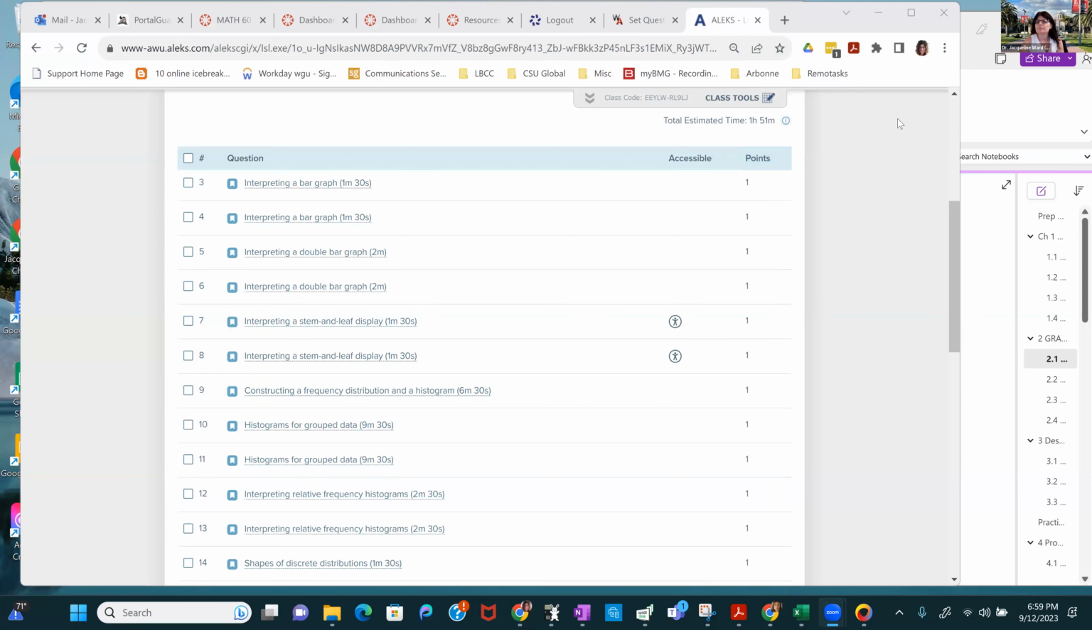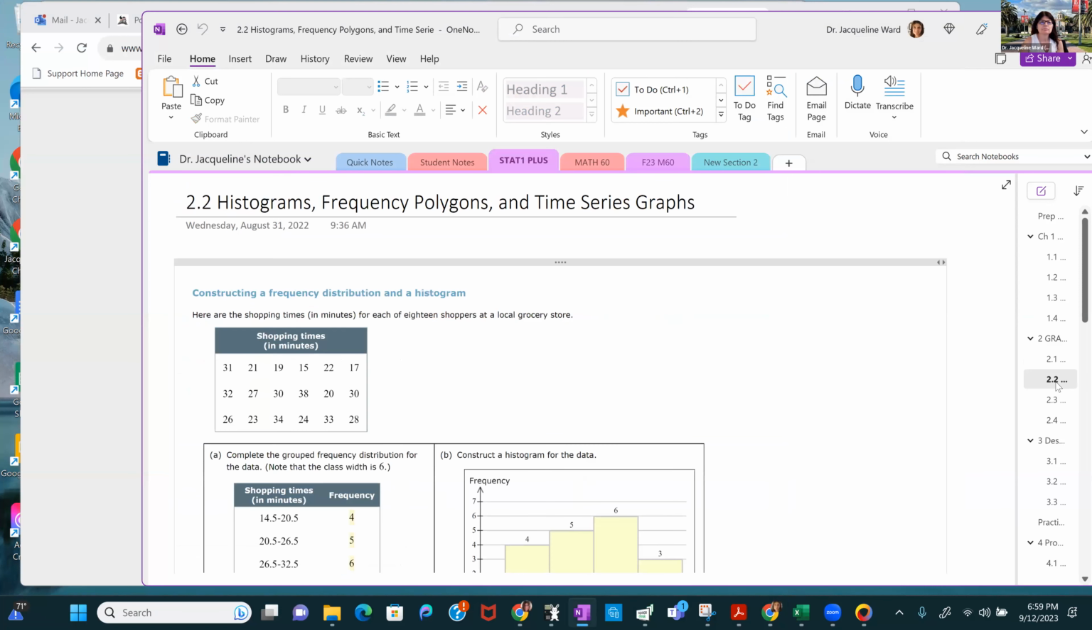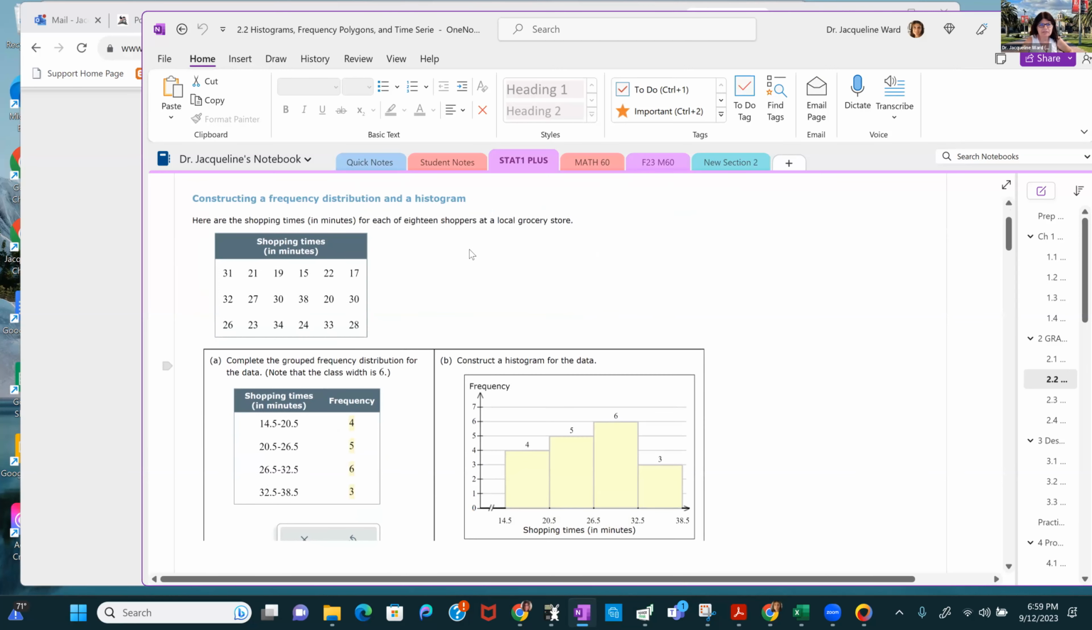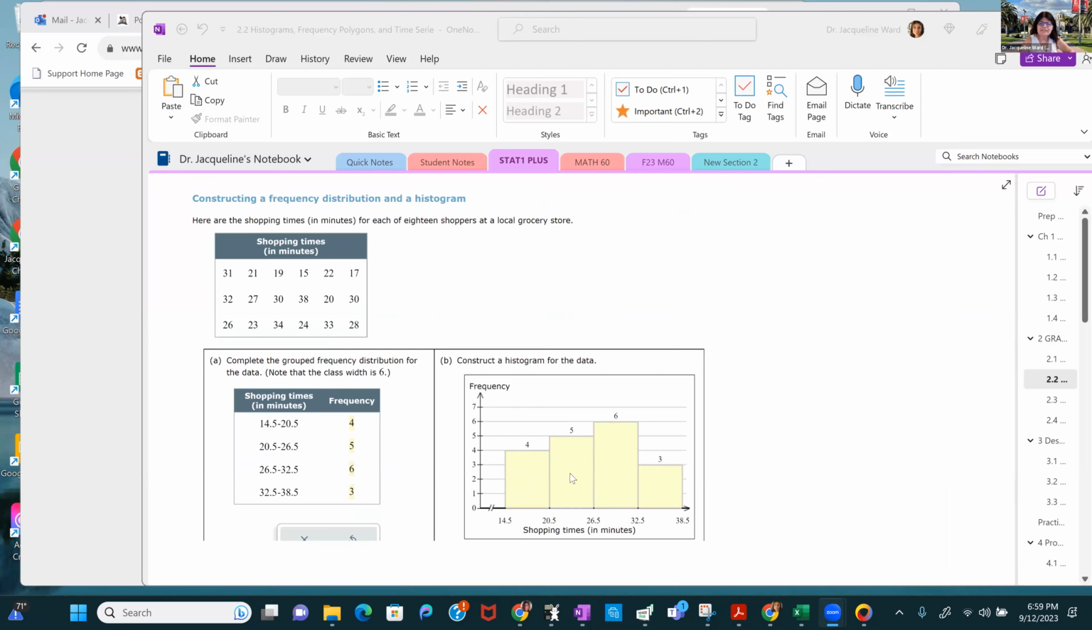So let us move on to 2.2. And this is on histograms, frequency polygons, and time series graphs. I cut some examples here out of Alex. And we've seen these histograms before, where we have a frequency distribution. Frequency, again, means the number of times something happens. So here we have shopping times for 18 shoppers at a grocery store. One shopper took 31 minutes, another took 21 minutes in the store, et cetera. And then we're using a grouped frequency distribution.